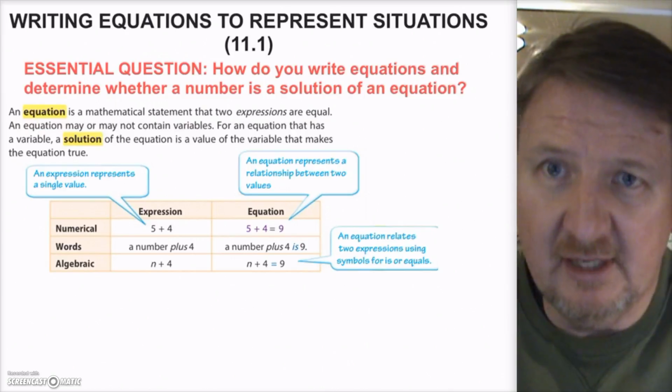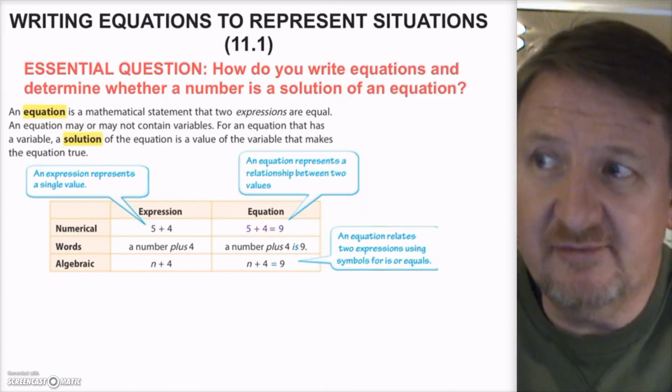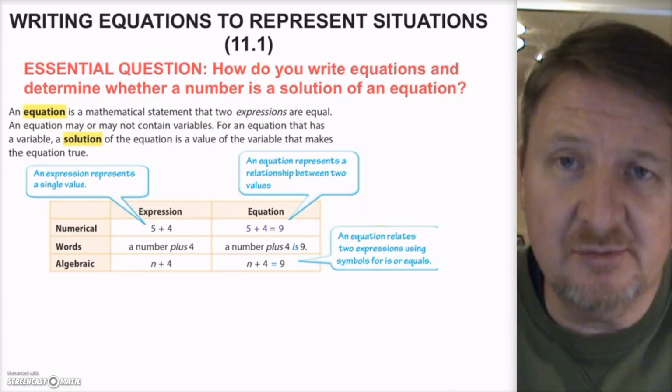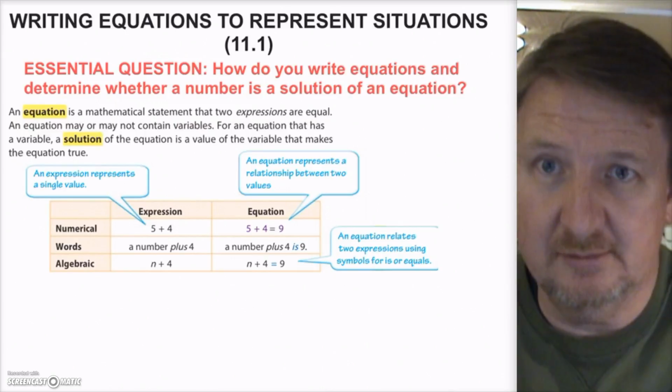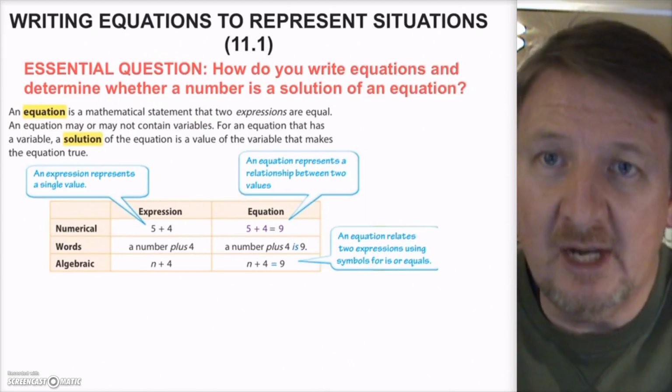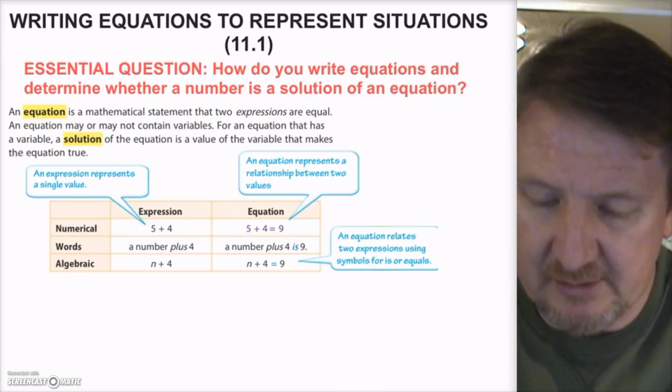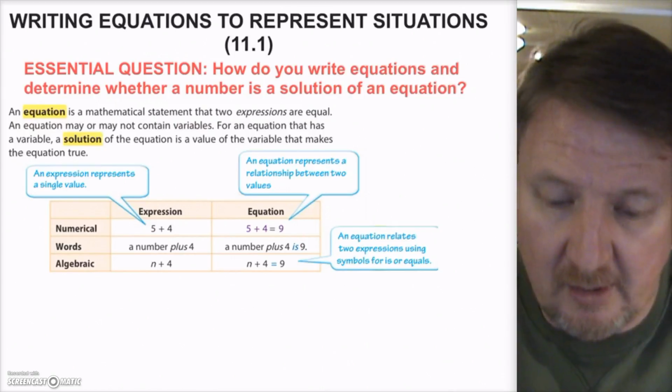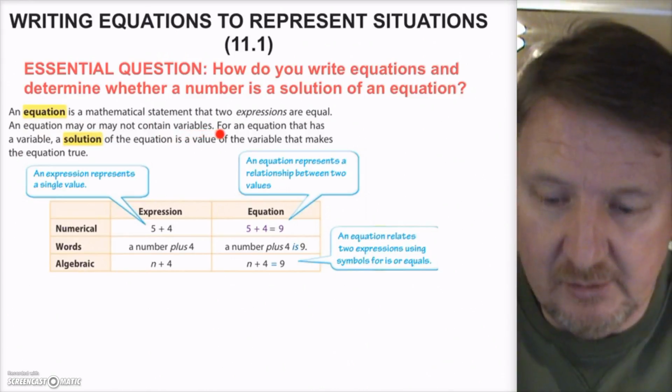You could have x plus 3 equals 5. x plus 3 is an expression, 5 is an expression. It doesn't have to have a variable, doesn't have to have a symbol or an operation in it, to make it an equation. So an equation may or may not contain variables.